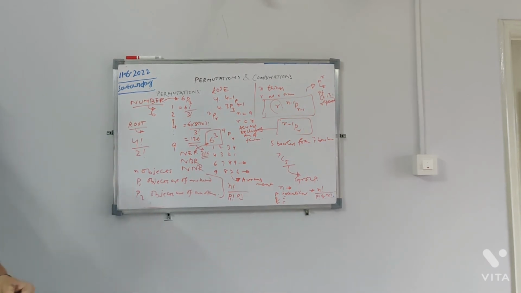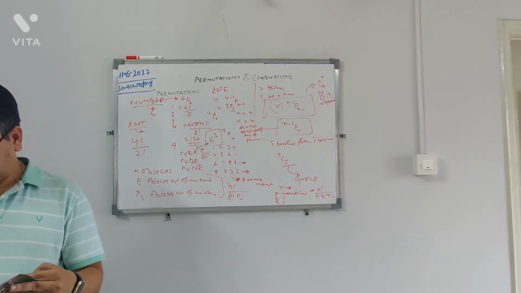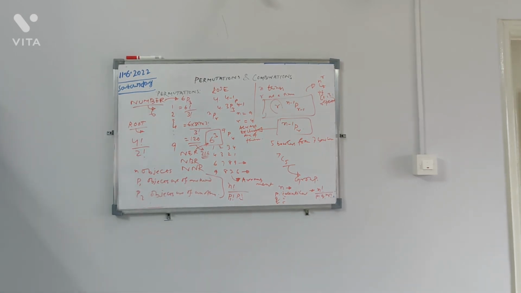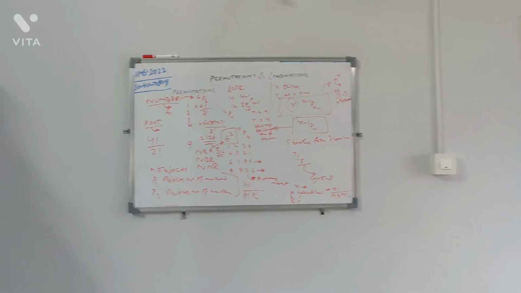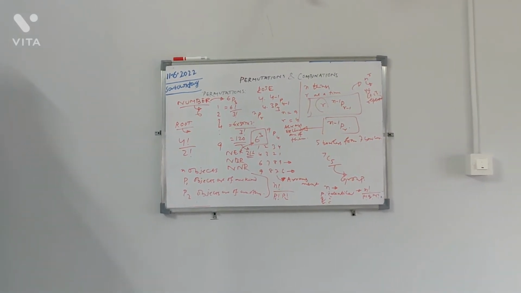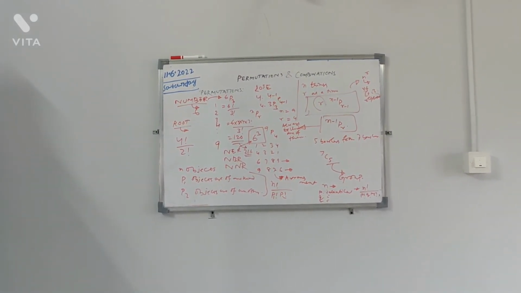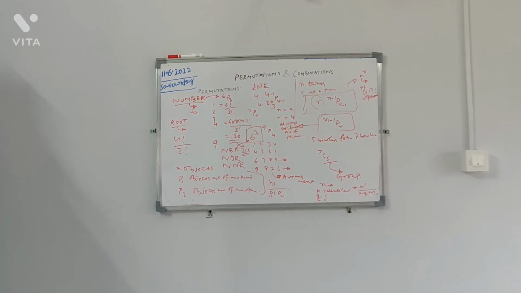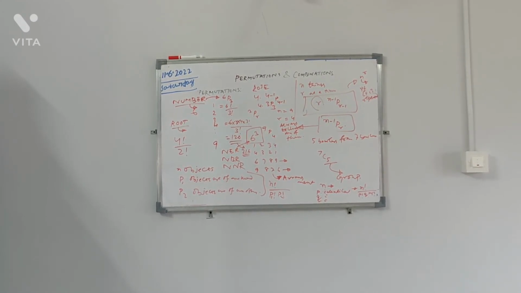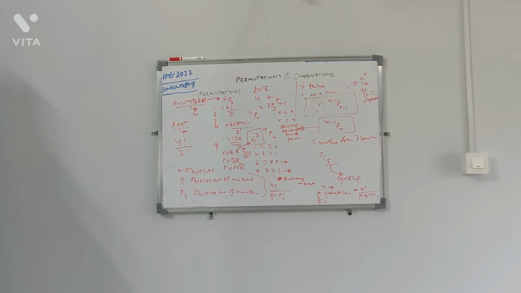Okay, so we are done with permutation. Now we'll get into combination. I have already explained what combination is. So you take a snapshot of this, then we will get into combination. Now you understood what permutation is, and then we get into combinations.